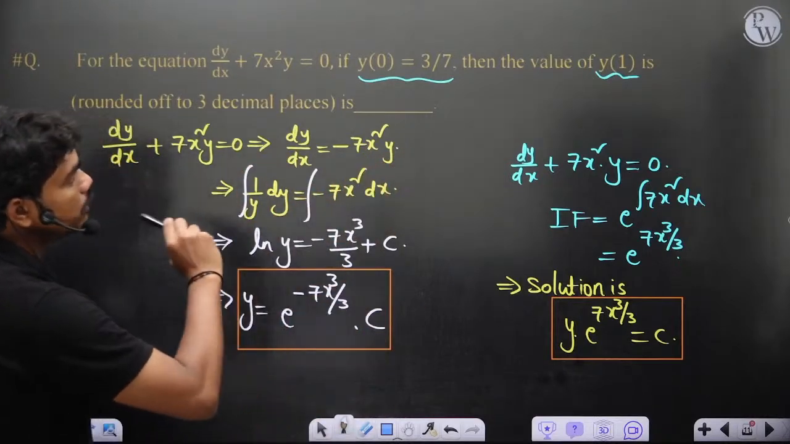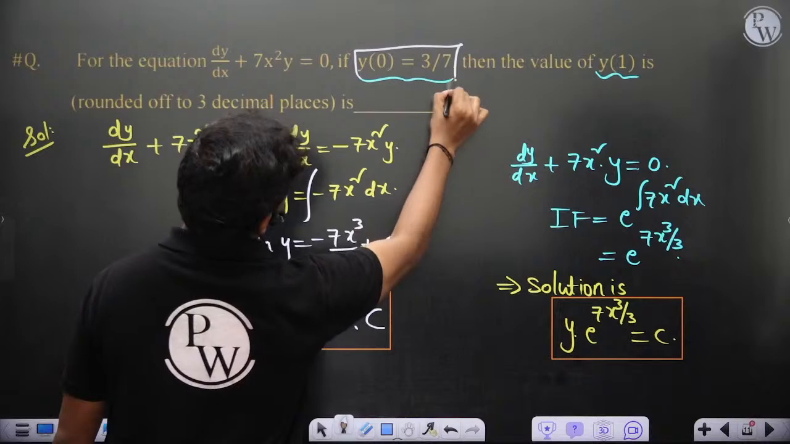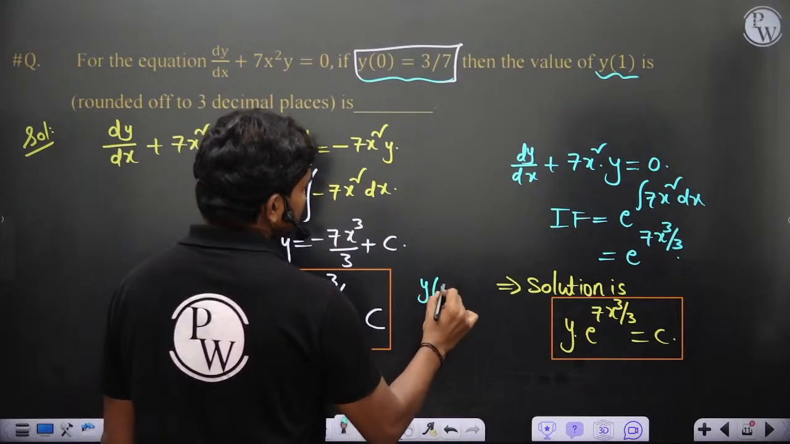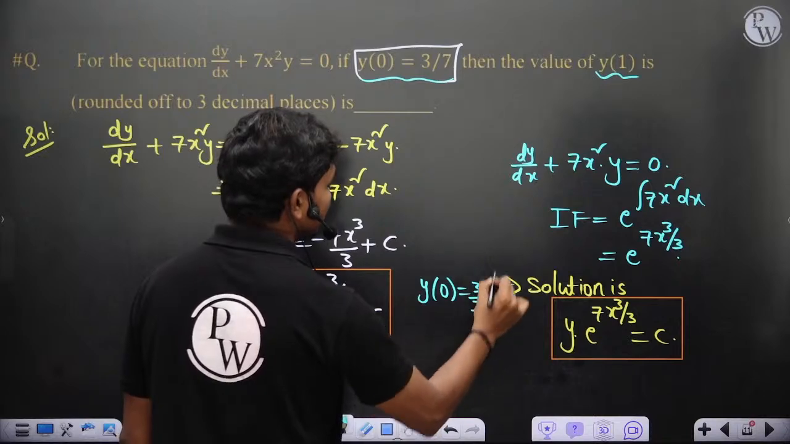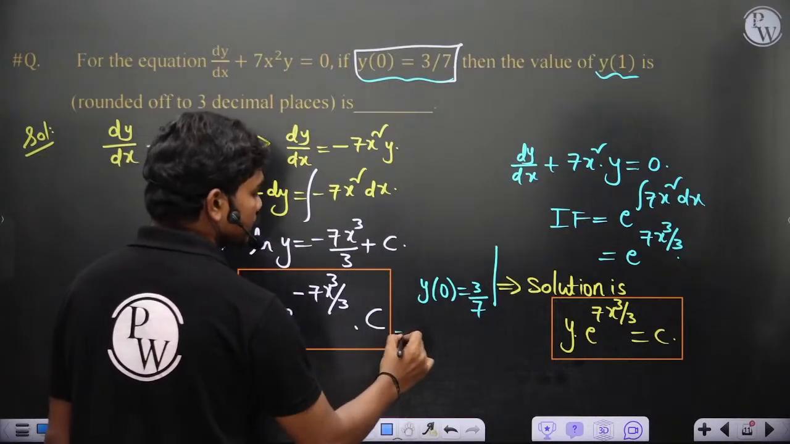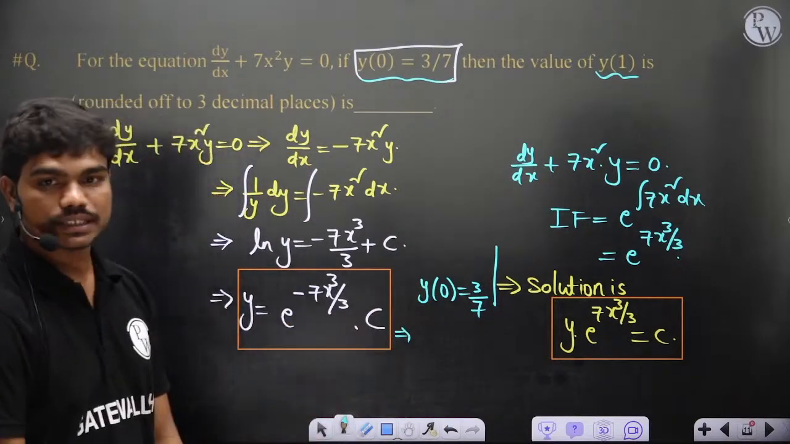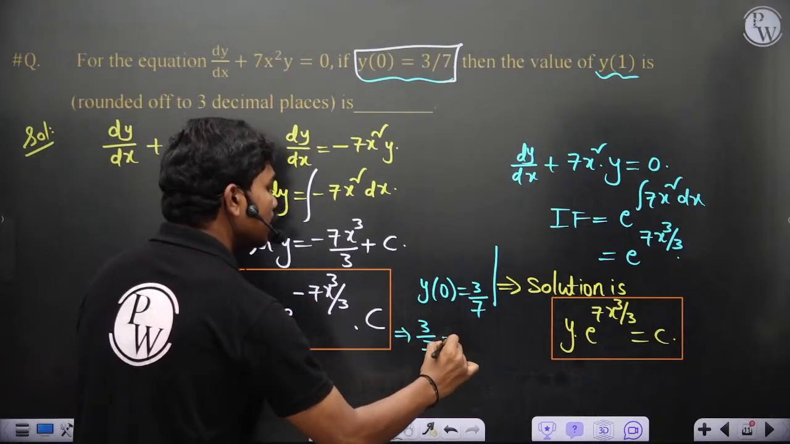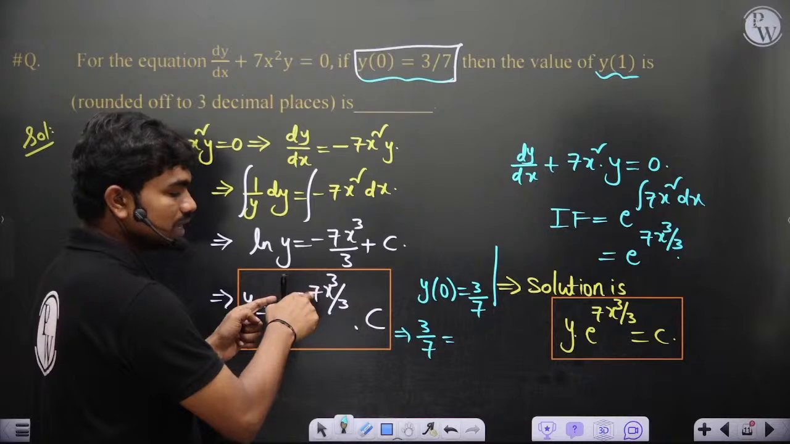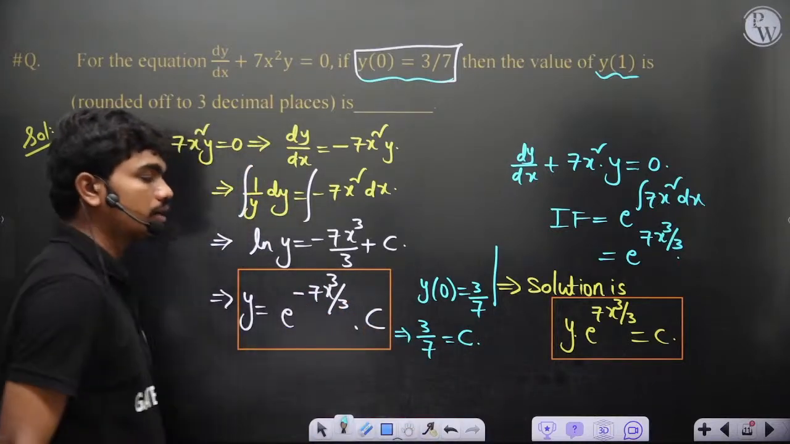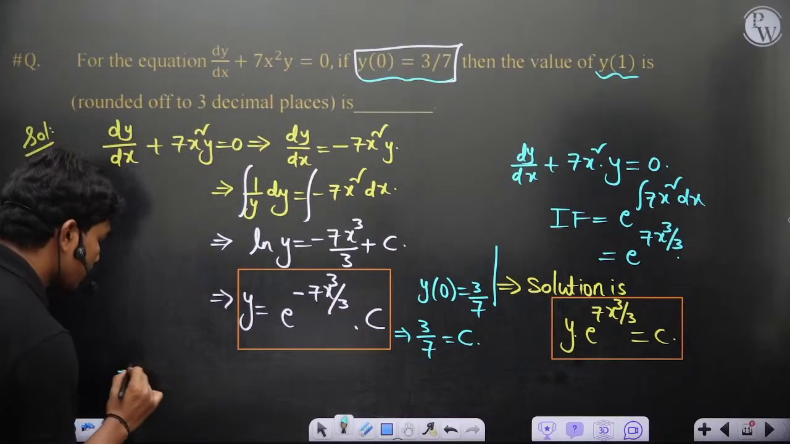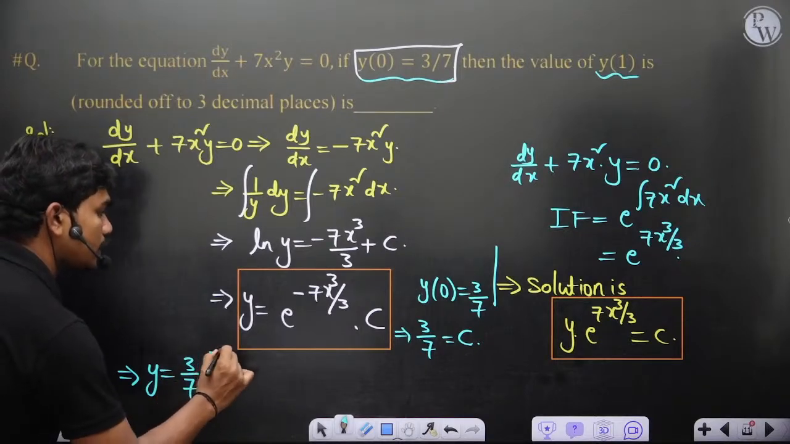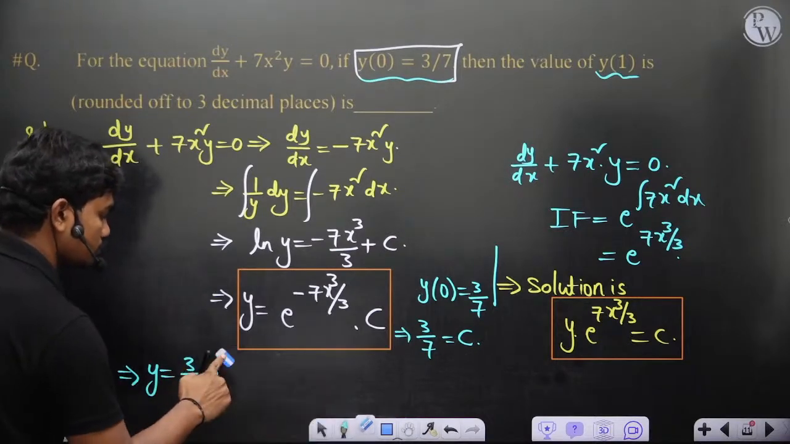Now let's see, they have given you one boundary condition to get this value, y of 0 equal to 3 by 7. So if you put x equal to 0, the y value is 3 by 7. Let's substitute both in this simultaneously. Y is 3 by 7 when you put x equal to 0, this is e power 0, which is 1, so this is the value of the constant. So what is the solution finally?